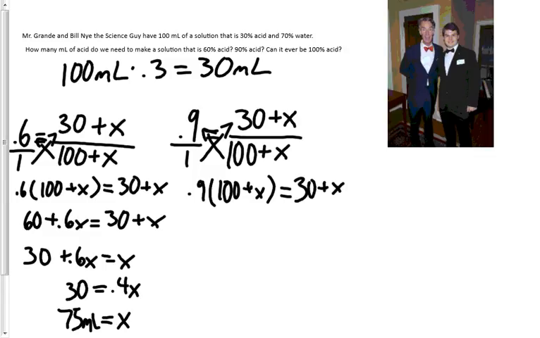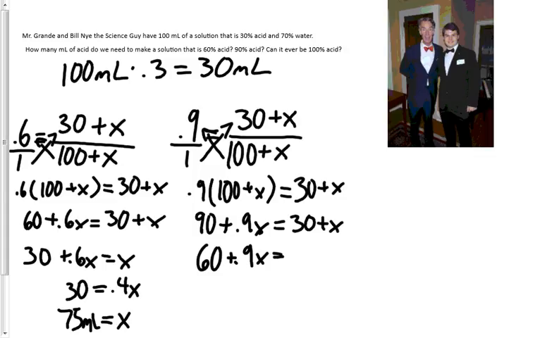Distribute the 0.9, which gives us 90 plus 0.9x equals 30 plus x. Subtract 30 from both sides and we would find 60 plus 0.9x equals x. Subtract 0.9x from both sides. 60 equals 0.1x. Divide both sides by 0.1 and we should find x equals 600 milliliters.